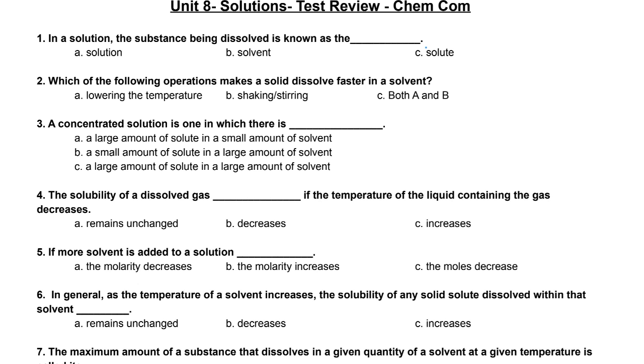Substance being dissolved is known as the solute. Which of the following would make a solid dissolve faster? Just shaking. Sometimes we call that agitating. A concentrated solution is one in which there is a large amount of solute and a small amount of solvent.